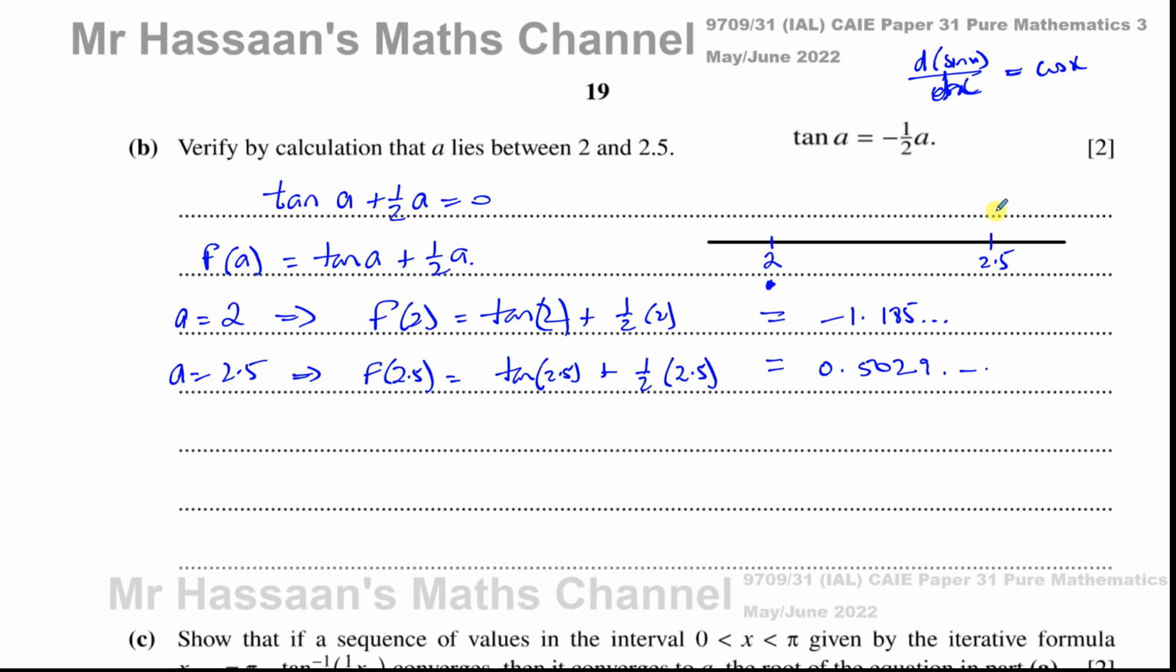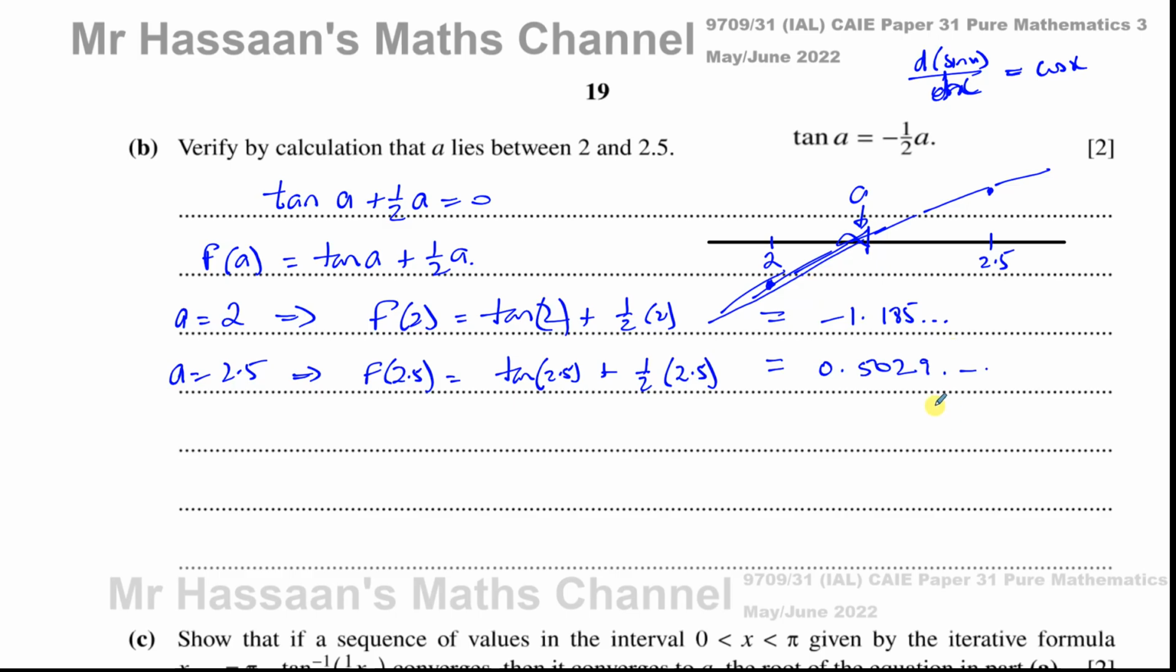When we put 2.5 as a, we got a positive value. So we can see that somewhere between these 2 points, the curve must have crossed the x-axis. So a must be somewhere between them. Okay, so if I can show that there's a change in sign between 2 and 2.5, that means the root must lie somewhere between 2 and 2.5.